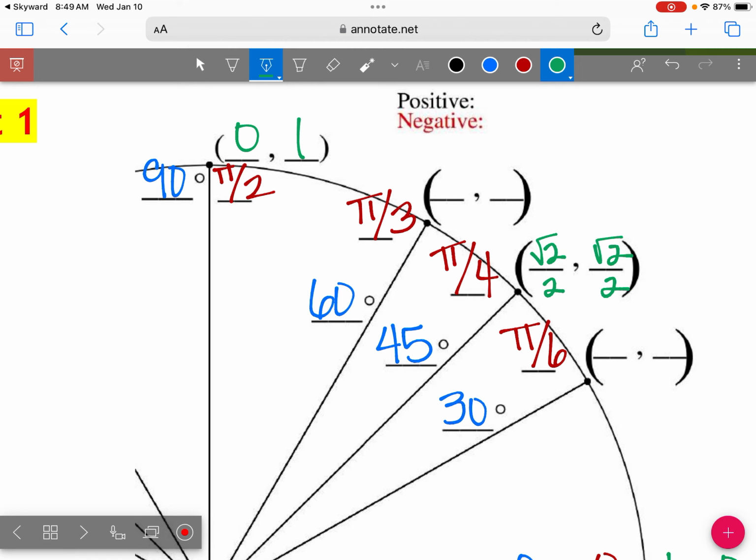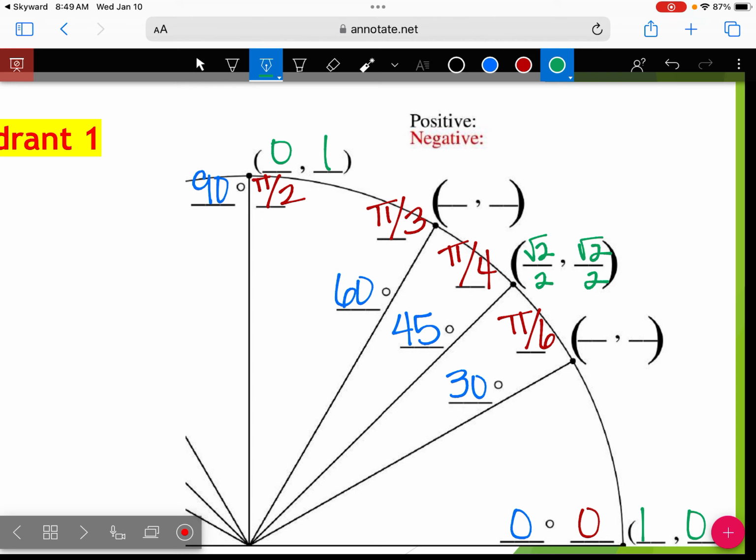For pi over 6, root 3 over 2 comes first and 1/2 comes next. And for pi over 3, you're going to flip this coordinate. So from here to here, I want you to flip it. That means the 1/2 comes first and then the root 3 over 2.